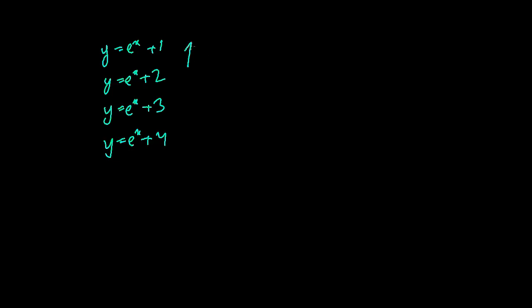When we have a number added to the exponential function, like y equals e to the power x plus 1, y equals e to the power x plus 2, y equals e to the power x plus 3, what happens? The picture goes upwards. That means, let me remove the x-axis and show you. If you have y equals 0 as the asymptote, the picture cuts the y-axis at 1.